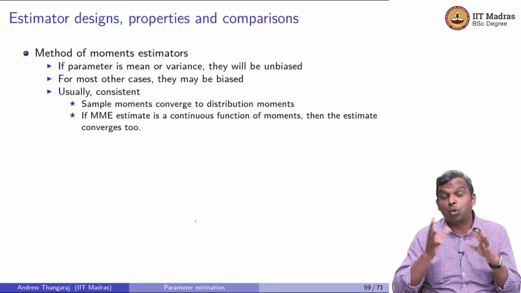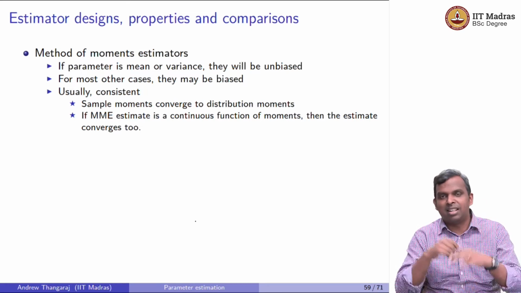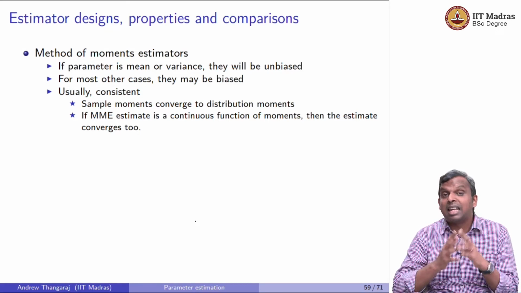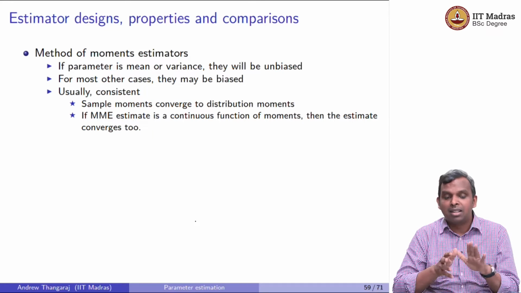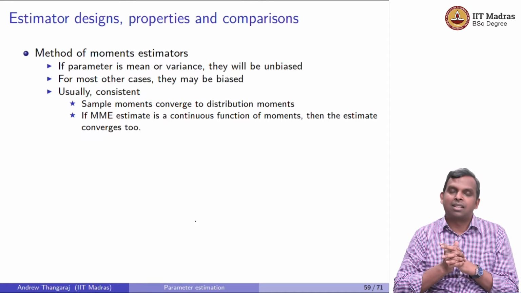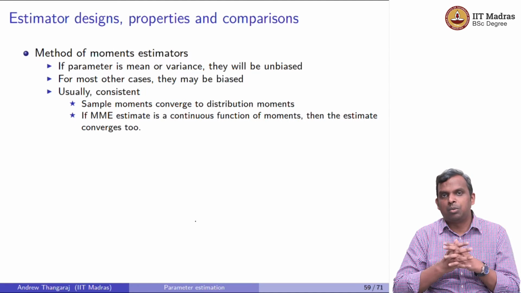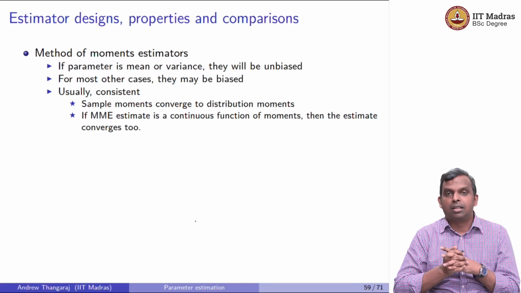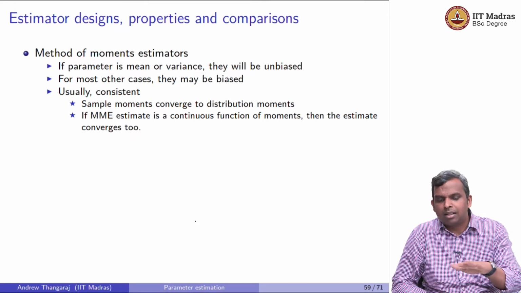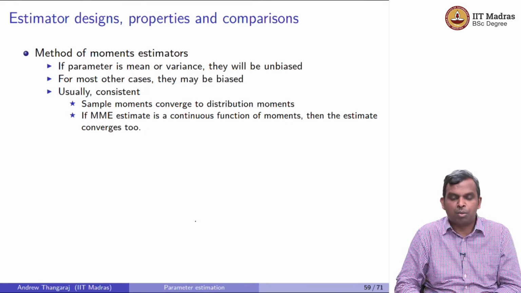There are some cases when the function won't be continuous; it will go off to infinity somewhere, or there will be a break in the middle. In that case, you can't rely on this, but in many cases it will end up being consistent. So, it is interesting that even though it may be biased, it is likely to be consistent also. This is possible, but one needs to check these things. Typically, if there is a continuous function of moments, then it ends up being consistent. That's a good thing to know.